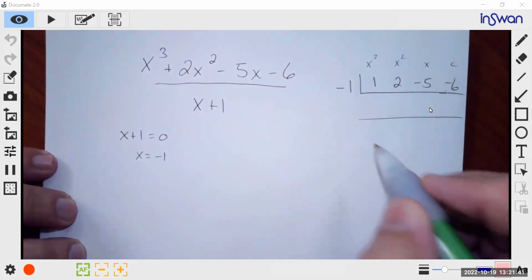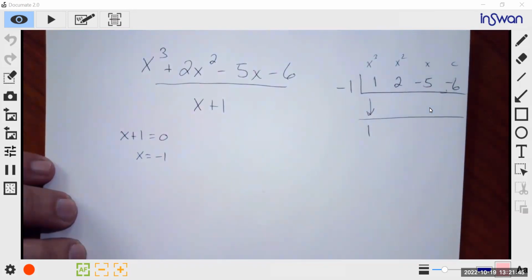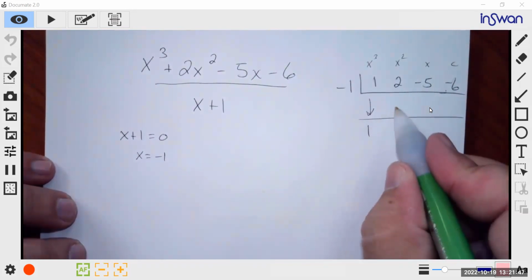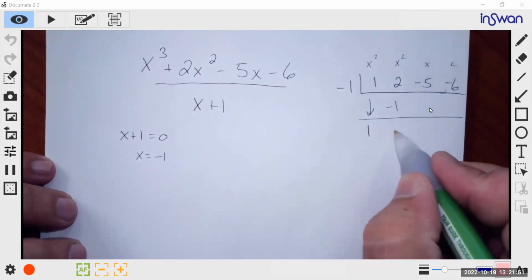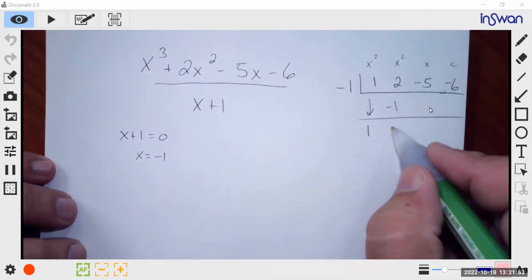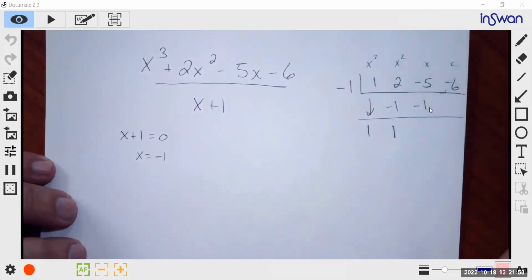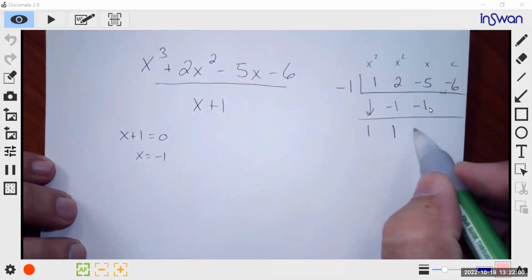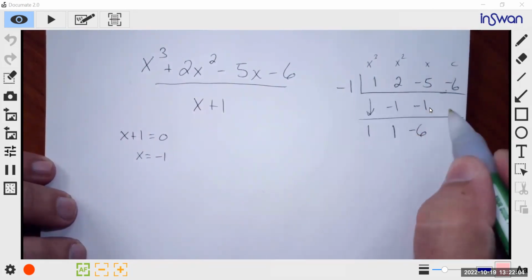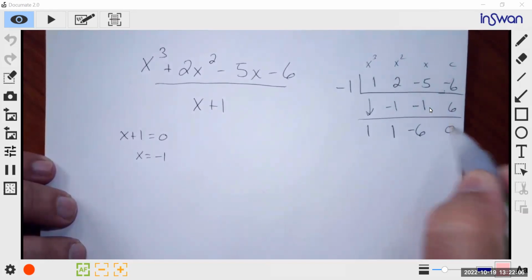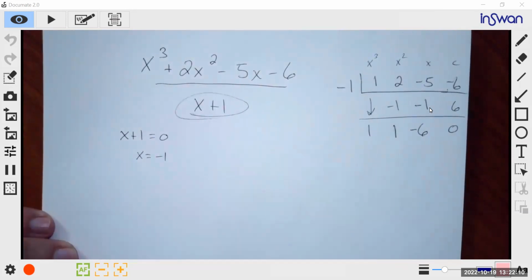What do I do first? Bring it down. What goes here? Yeah, -1 times 1 is -1. 2 minus 1 is 1. -1 times 1 is -1. -5 minus 1 is -6. -1 times -6 is +6. The remainder is 0. So we know that x plus 1 is a factor.